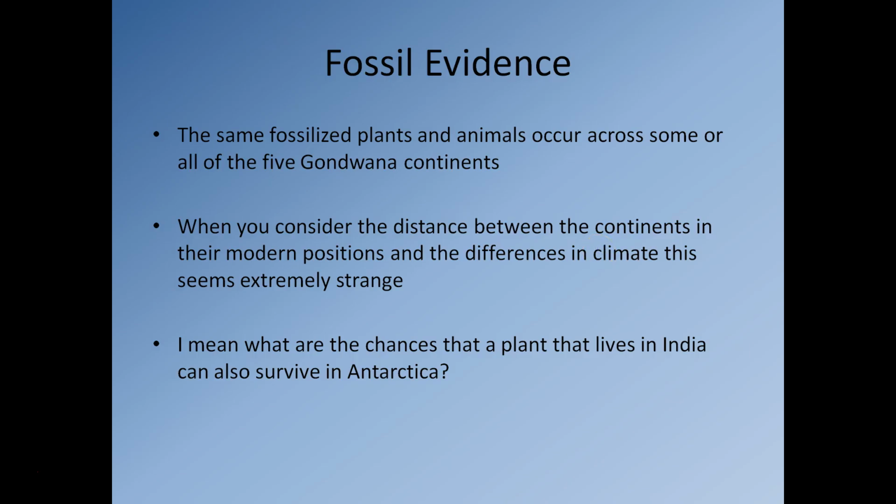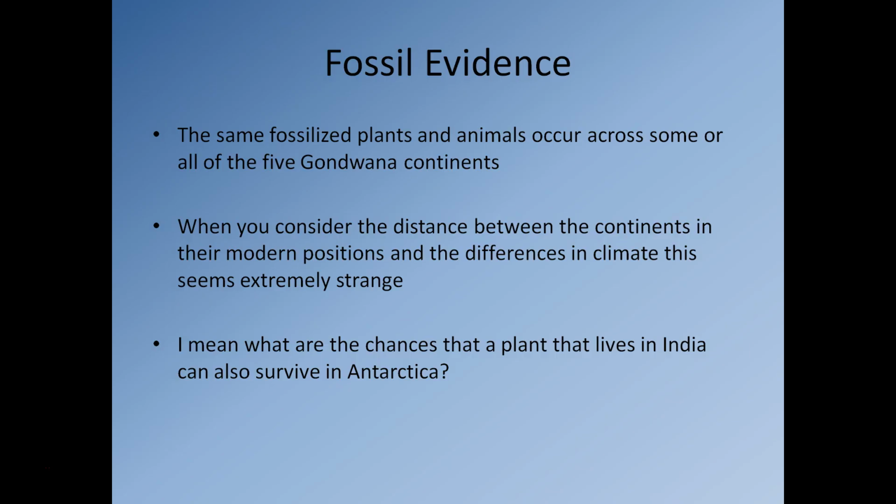So the final piece of evidence is fossil evidence. So what we realised, as human beings began to push out across the globe, especially in the southern continents, is that we get the same fossilised plants and animals occurring across some or all of the 5 Gondwanan continents. So remember, Gondwana is South America, Africa, India, Australia, and Antarctica. So when you consider the distance between these continents, if they're in their modern position, and the differences in the climate that they have, that's a bit strange.